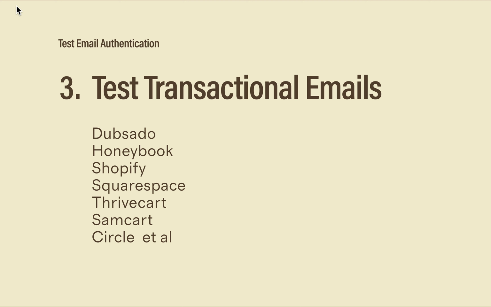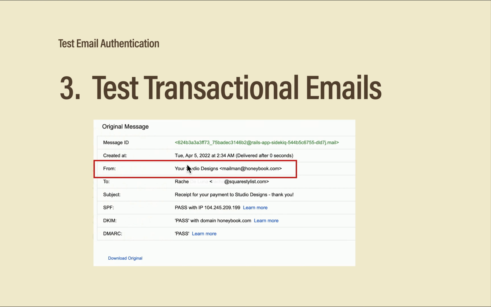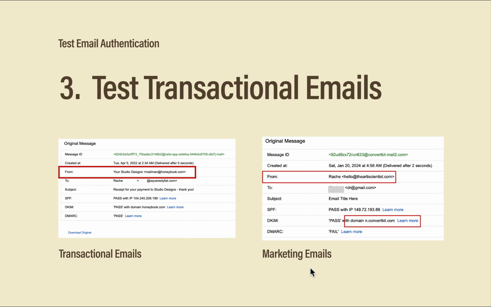It's important to note though that most of these transactional emails do not necessarily use our domain in the from address. So for example, in the case of Honeybook, they are using their own domain. Hence, all of these records, SPF, DKIM, and DMARC, have the pass value. And because they are not using our domain in the from field in these emails, this will not affect our sender reputation. This is different from marketing emails, which typically use our domain in the from field header.